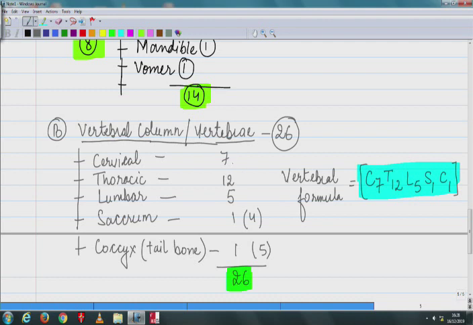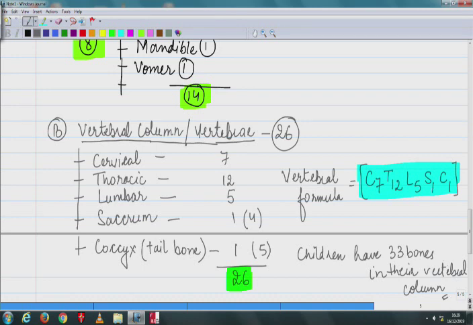So, how many bones do we have? 7 and 12 is 19, 19 and 5 is 24, 25, 26, 27, 28, 29, 30, 31, 32, 33. So a newborn baby has how many vertebral bones? Or we can say children, because they fuse. Children have 33 bones in their vertebral column, which actually fuse to form 26 in this way.